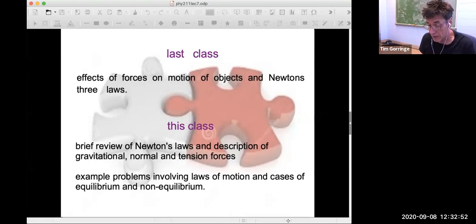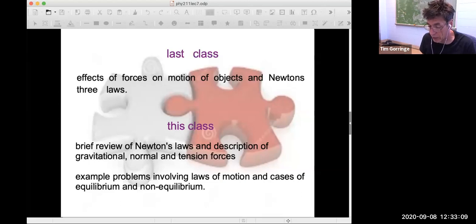I'm gonna describe briefly sort of the cast of today's classes. There are three forces. They're the gravitational force, the normal force, and the tension force. So I'll say a few words about each of those, gravity, normal, and tension forces.